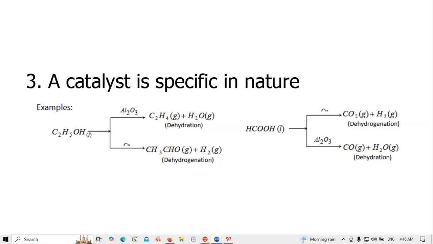For example, in the dehydration of ethanol, alumina is used, and copper is used. Similarly, methanol. So alumina and copper are used in a specific nature, that is, dehydration and dehydrogenation of ethanol and methanoic acid.